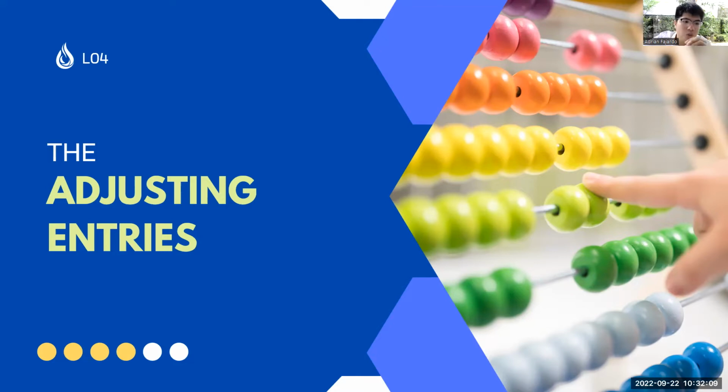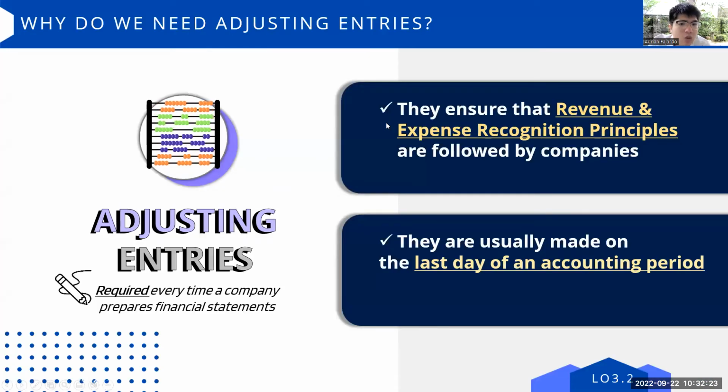So now, the reason why we're discussing adjusting entries is because these are the ones that you use under accrual basis accounting, right? And before we take a deep dive into the actual journal entries, the first question is, why do we actually need adjusting entries, right? Adjusting entries make sure that your revenue and your expense recognition principles are followed by the company. So basically, adjusting entries are required every time a company prepares financial statements, right?